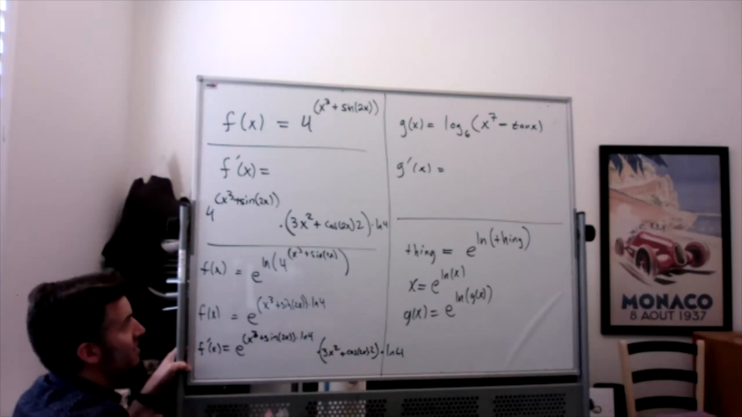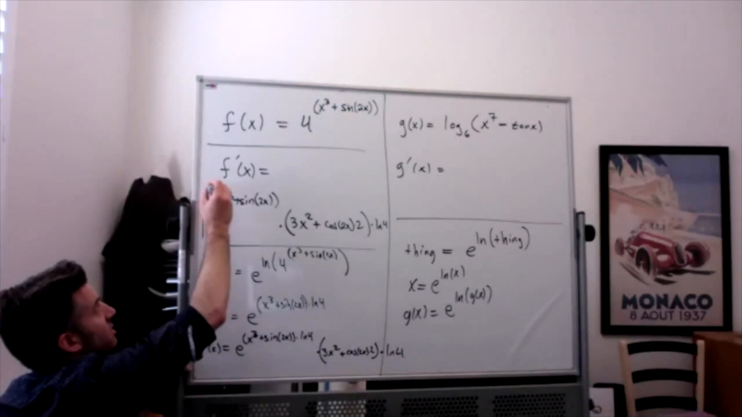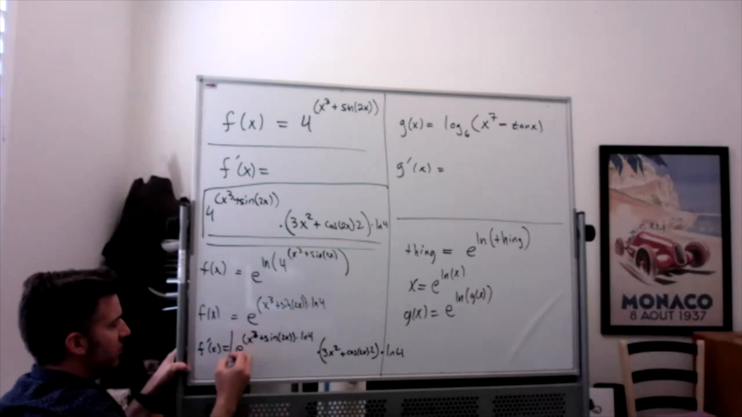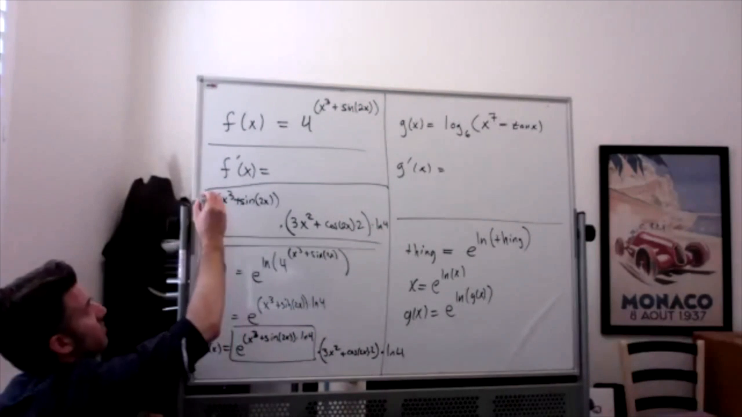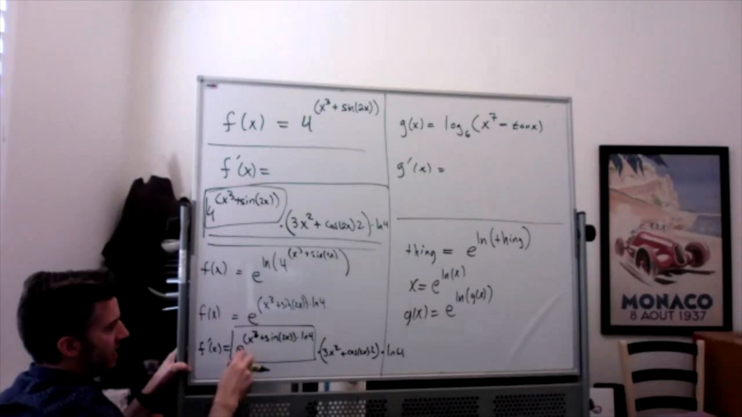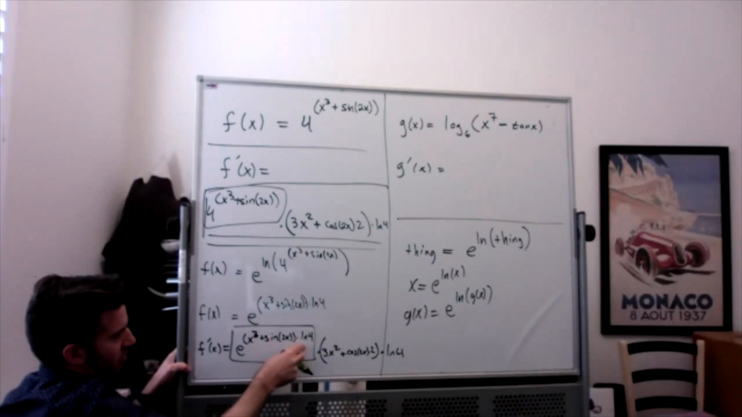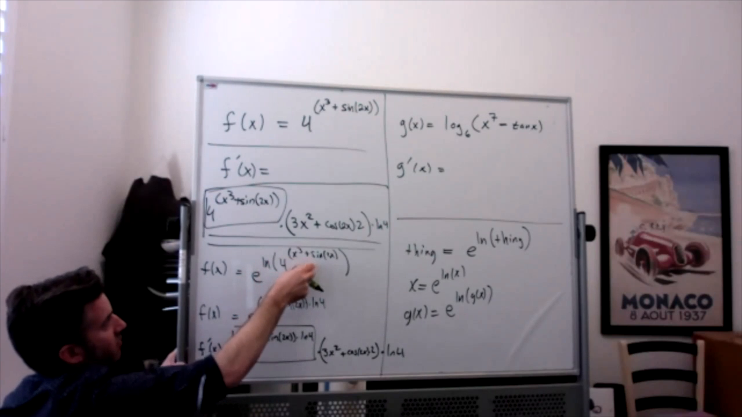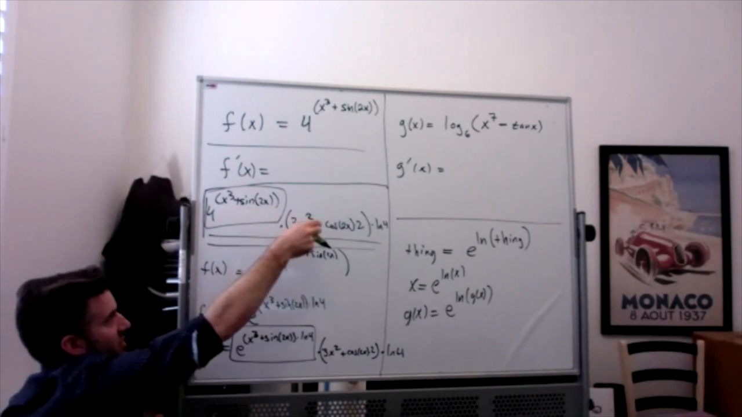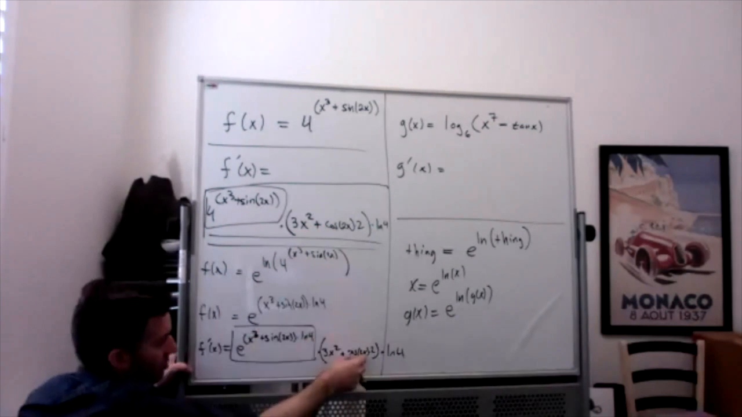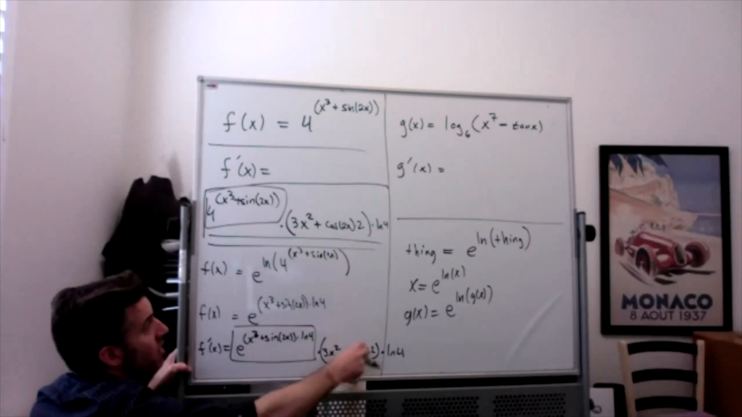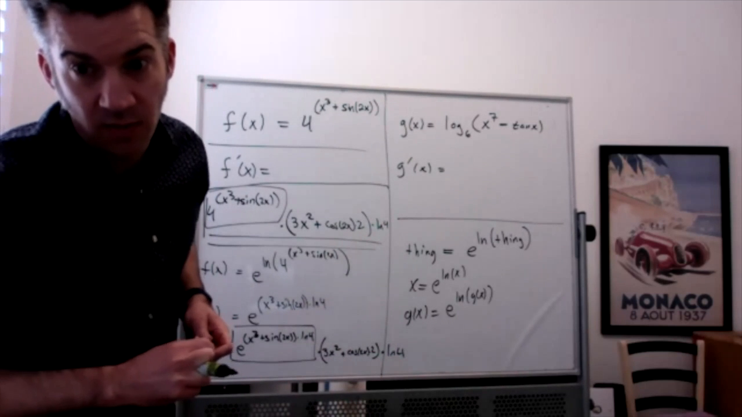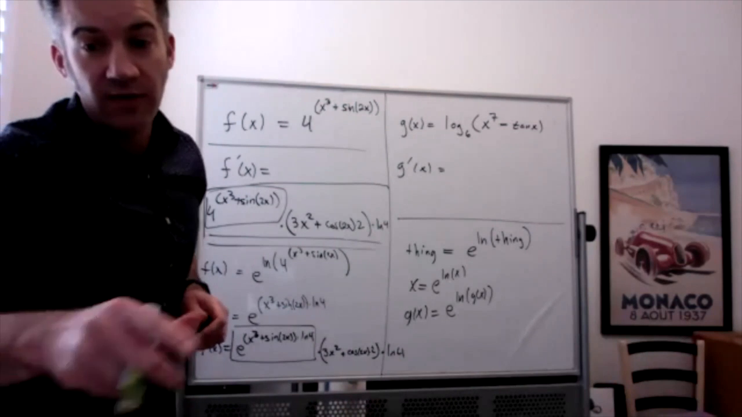But look, this is exactly the same as this. It just looks a little different. This part here is the same as this part here, right? e to the this times natural log of 4 is really e to the natural log of 4 to the stuff, which is really the same as that. And then you've got the same 3x squared plus cosine of 2x times 2, and the same natural log of 4. Just to clarify, the rule used to solve this problem was the derivative.